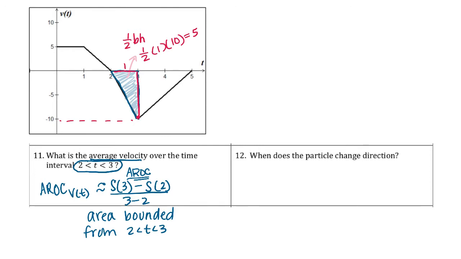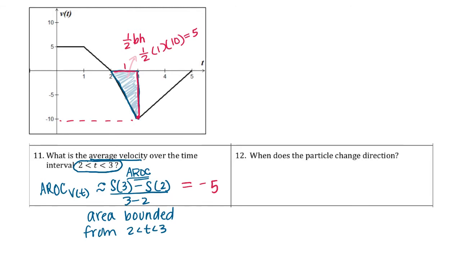So if you'll just assume all of it's positive, and then once you look at your final region, if it's below the x-axis, just make it negative. So here, my average rate of change of velocity is going to be -5.